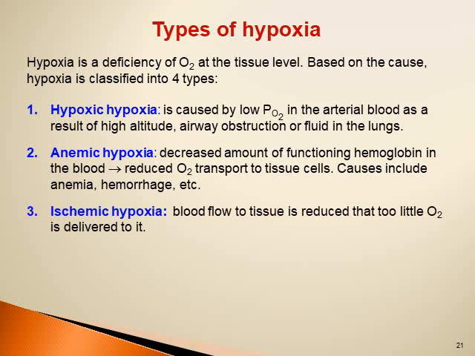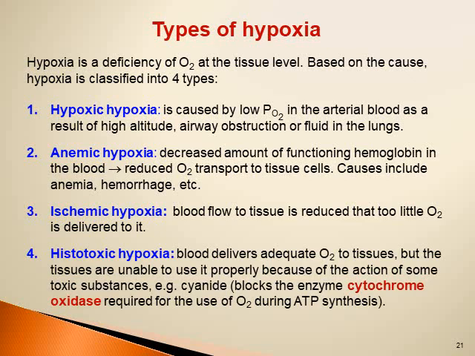Another type of hypoxia is ischemic hypoxia. Ischemia means low blood flow to tissue. So in ischemic hypoxia, blood flow to the tissue is reduced. So when there is low blood flow, it means less oxygen delivery to the tissue. And this happens when there is narrowing of the artery that supplies that tissue, either by atherosclerosis or by any compression from outside, any external compression on that artery.